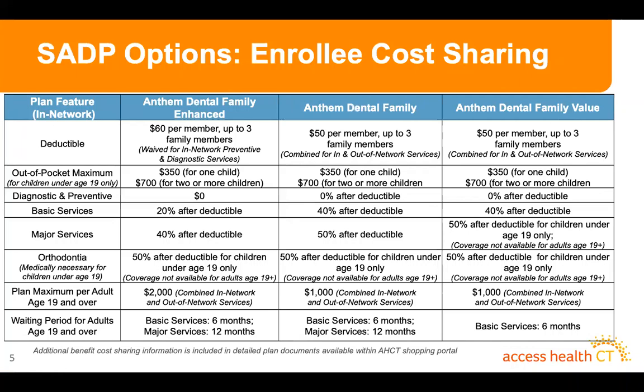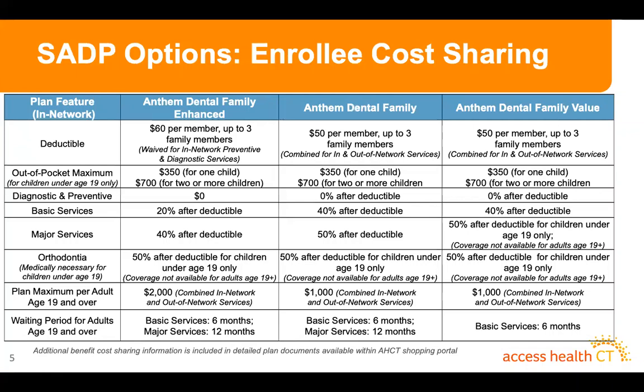Now, these plans typically do have a waiting period for adults. A waiting period does not apply to children. And once again, as we talked about earlier, there is a $350 out-of-pocket max for one child or $700 family maximum for two or more children in the family. That's an extremely rich benefit for children. If you were to be shopping for plans that are offered off of the exchange that are not ACA compliant, you would not be finding that particular plan feature anywhere.